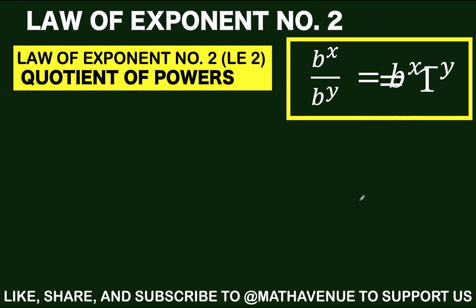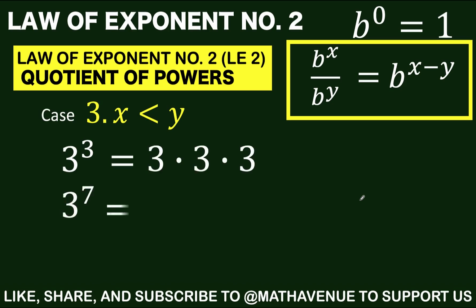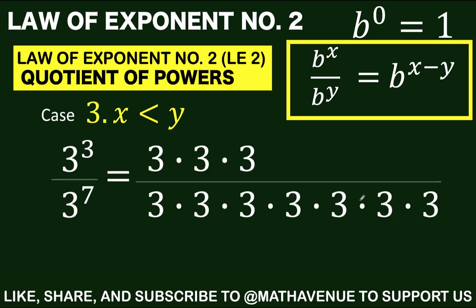Now let's move to case number 3. In case number 3, what happens when the exponent in the numerator is lesser than the exponent in the denominator? Let's say we have 3 to the 3rd divided by 3 to the 7th. And this is how it looks like. Again, pair by pair, there's a factor in the numerator that is the same as another factor in the denominator, and when divided, that resulted to 1.